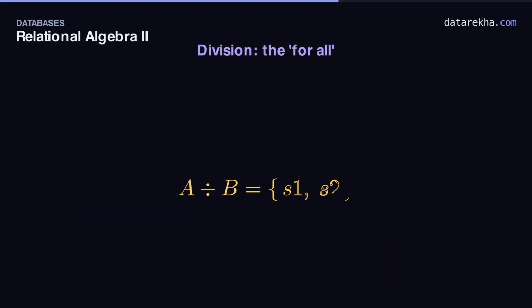So the answer is S1 and S2, the students who took all of the required courses. That's what division delivers in a single stroke.